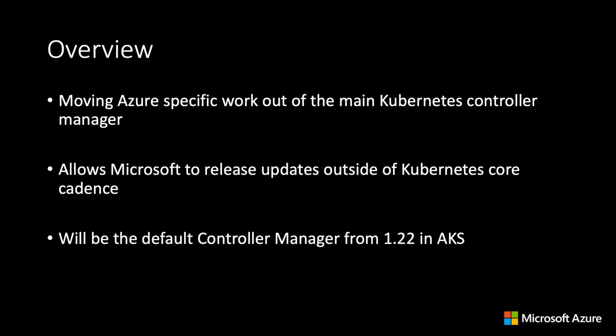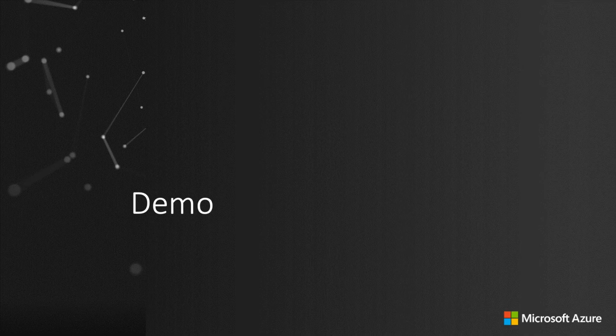The out-of-tree cloud controller will be the default for Kubernetes 1.22 in AKS. And at the moment, I just want to talk about being able to light that up in preview mode, so you can test that you're happy with it with your workloads going forward. So let's have a look at a little demo.